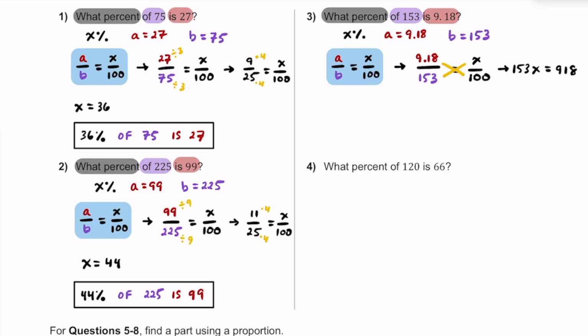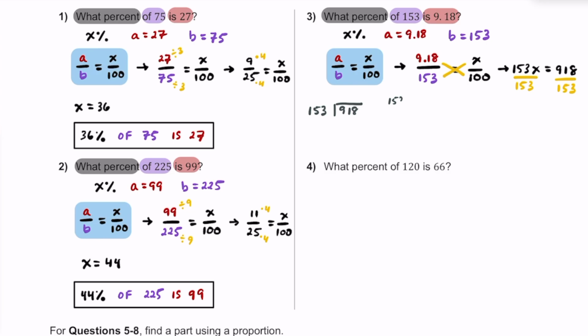At this point, we just have a one-step equation. Let's use the division property of equality and divide both sides by 153. And so if you do that, I'm thinking here 918 divided by 153. If I'm going to estimate here, I know 6 times 15 is 90, so I'm thinking maybe 6 times 153 would be close to this 918.